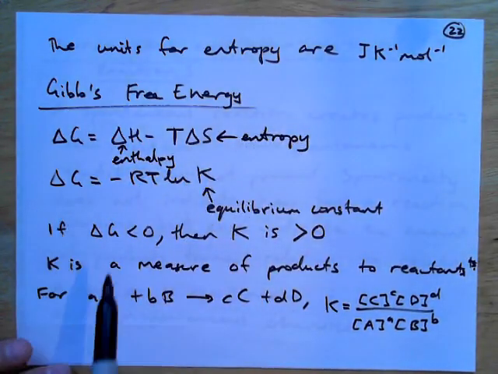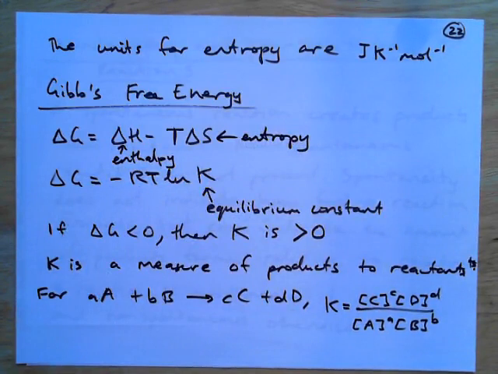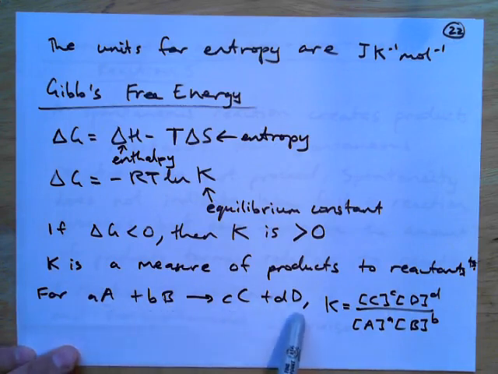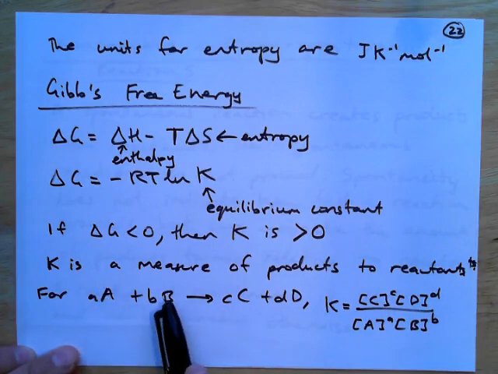Also, we have delta G is minus RT natural log of K. K is our equilibrium constant, and we haven't covered that yet, but we will soon. Just know that K is a way of measuring products to reactants. If you had this general reaction, a lots of A, b lots of B, c lots of C, d lots of D, the little lowercase letters are the stoichiometry. This might be a 5 and a 2 and a 1 or something, and the uppercase values are the species.